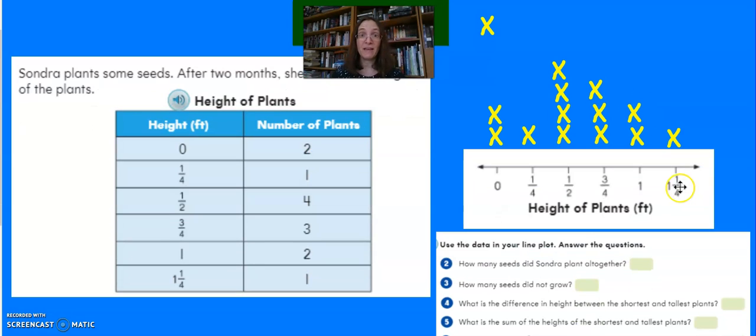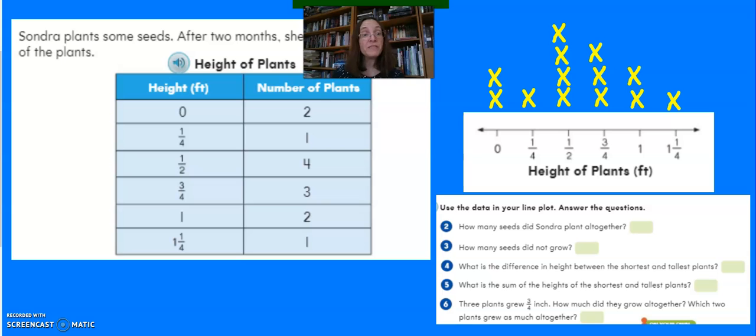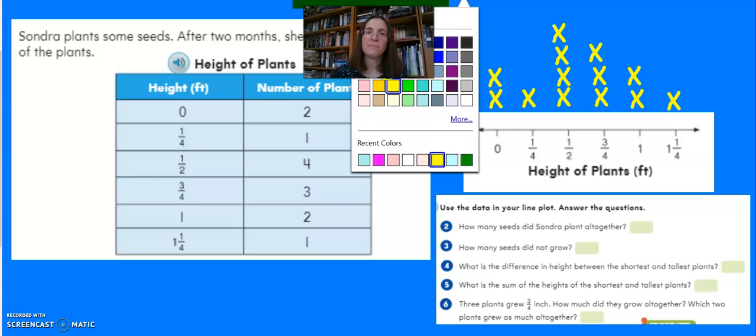And having made that line plot, we are now going to use that line plot to answer some interesting data questions. So let's see what they have to say. Number 2, the first question on this page was actually doing the line plot. Let me get a nice color here. Let's do a nice pink.